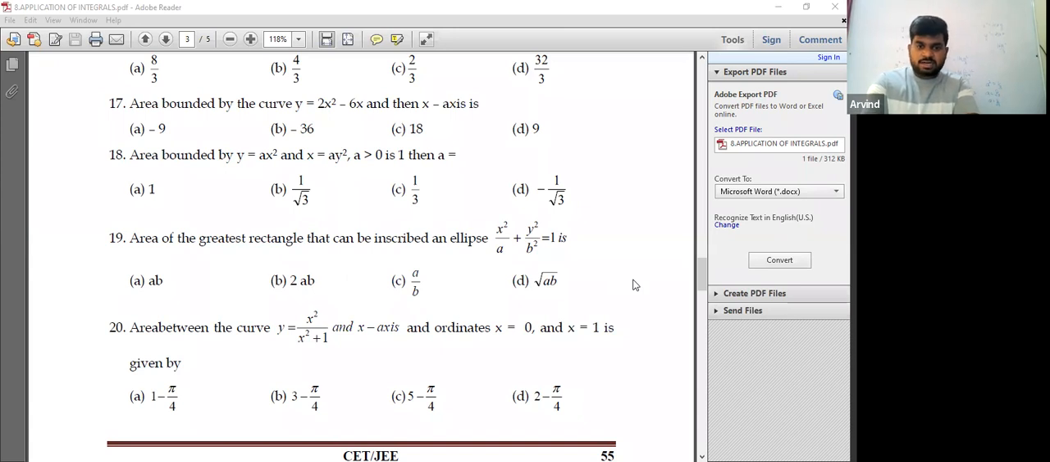Area of the greatest rectangle that can be inscribed in an ellipse, x square by a square plus y square by b square is what? What will be the area of the greatest rectangle? I gave it in the synopsis itself.